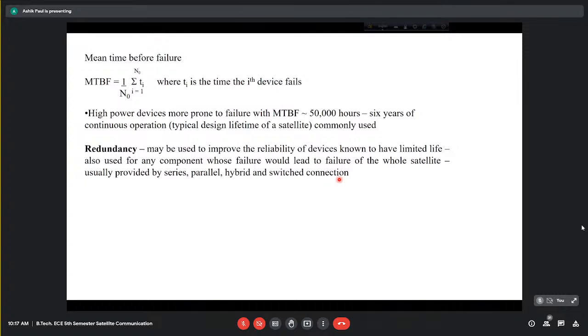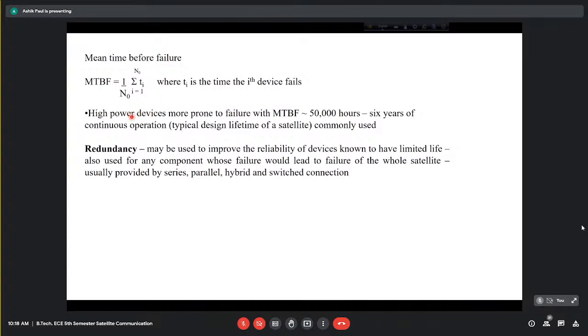Then there are also other definitions like the mean time before failure, which is defined as the summation of all these TI, where TI is the time that the ith device fails. So you take the values of all these TI for all the devices from 1 to n naught, and you divide that by the number of devices n naught. So that will give you some idea about the mean time before failure. Suppose you find that my fifth device is found to have a mean time before failure of so many hours.